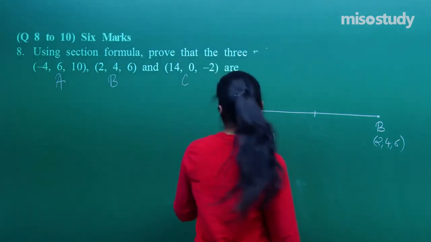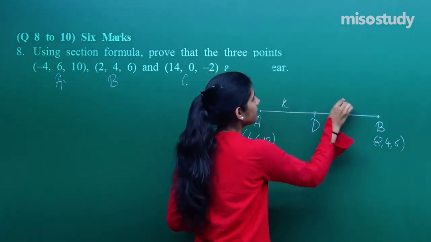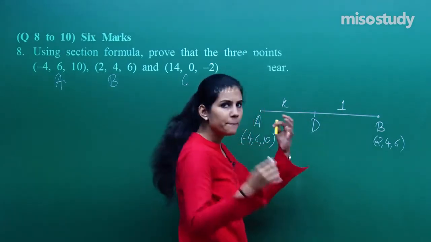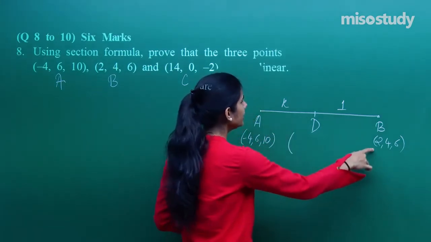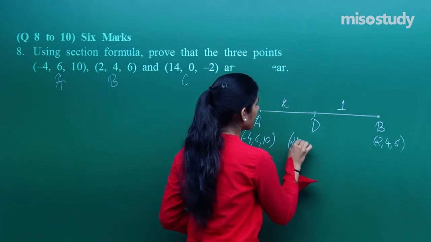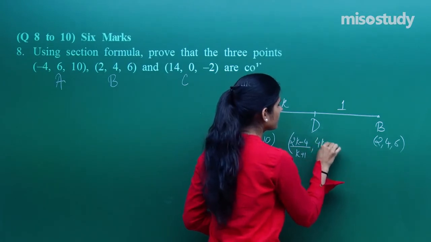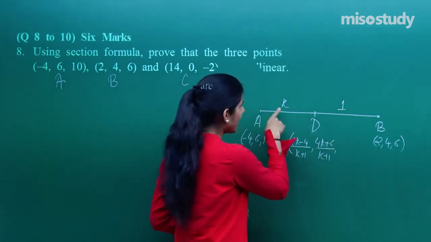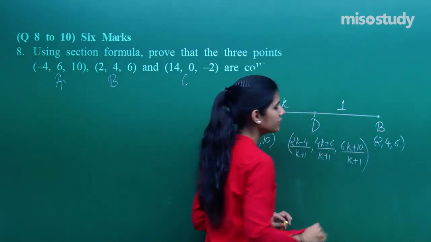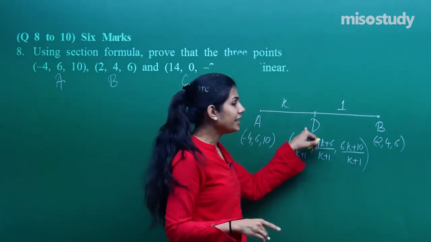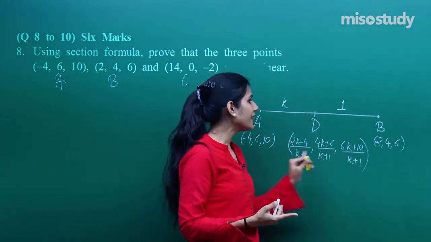So here I would say, suppose point D is there which is dividing segment AB in the ratio k is to 1. If some point D is there which is dividing AB segment in the ratio k is to 1, what are the coordinates of D? 2k minus 4 upon k plus 1, 4k plus 6 upon k plus 1, and 6k plus 10 upon k plus 1. If for some value of k, point D comes out to be equal to C, then that is the ratio in which point C would be dividing segment AB.